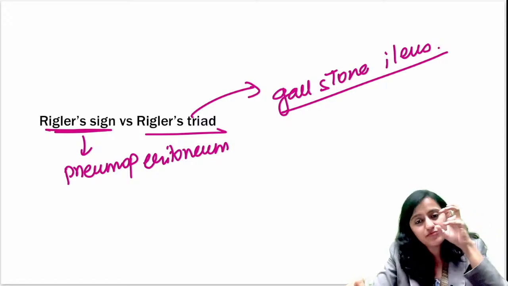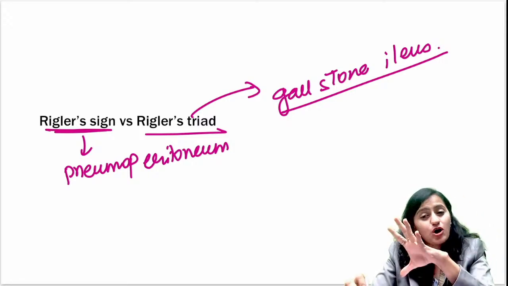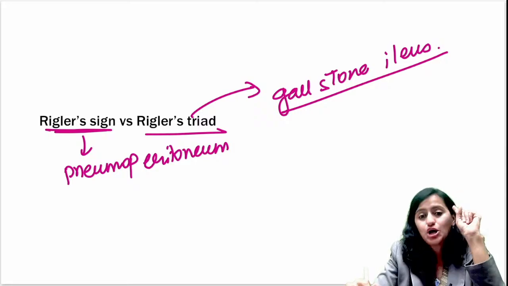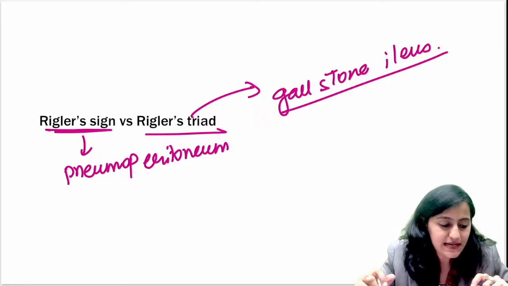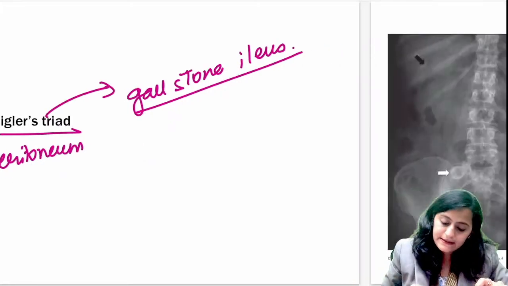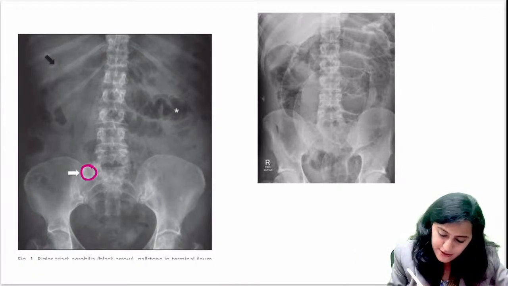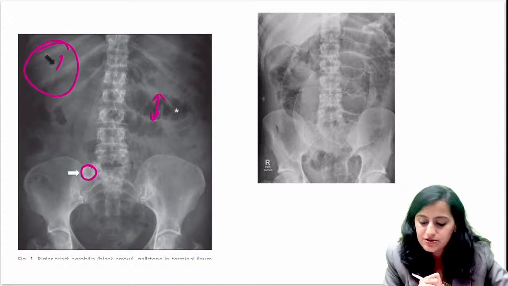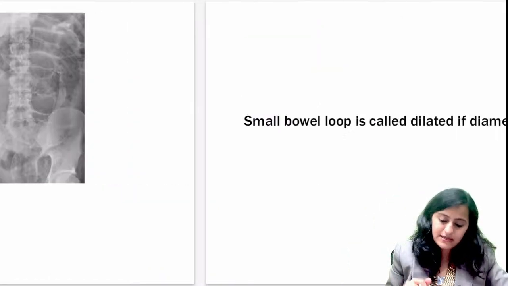In Rigler's triad, you have ectopic gallstone, small bowel dilatation with obstruction, and you have pneumobilia, not hemobilia. It's pneumobilia that is seen. Correct. So look at this one. This is ectopic gallstone, the bowel loops which are dilated, and you would see air in the biliary tract. This is going to be Rigler's triad.